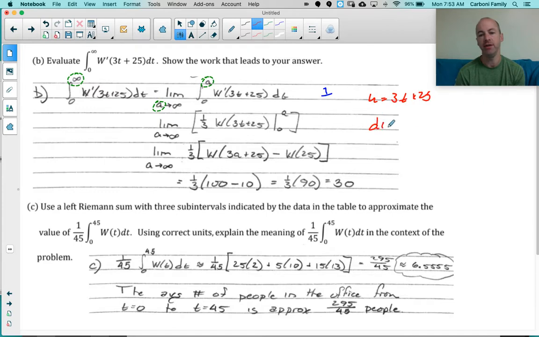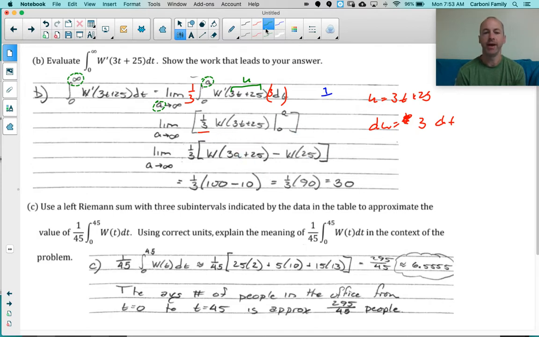The du would be not 1/3, would be 3 dt. So I didn't write it, but I would squeeze a 3 in here with my dt. I would put a 1/3 on the outside, which is where that 1/3 comes from. And then this would be w prime of u. And the antiderivative of w prime of u would be w of u. And I just replaced the u again. So I did the u sub in my head. There's your antiderivative. Plug in a, plug in 0.